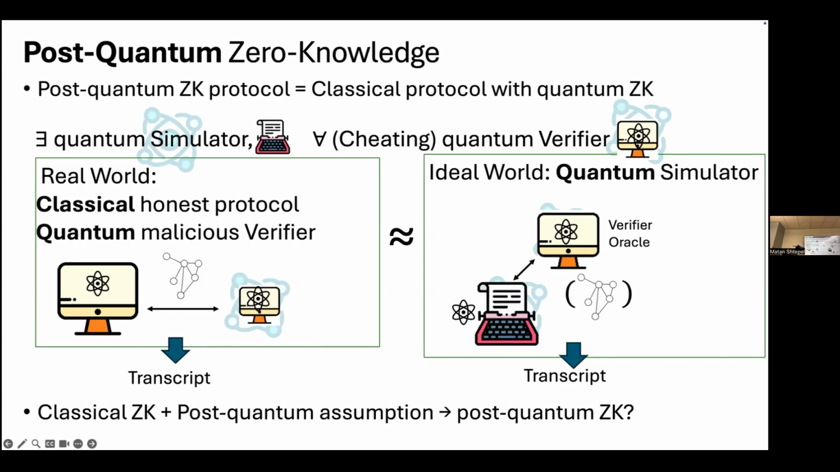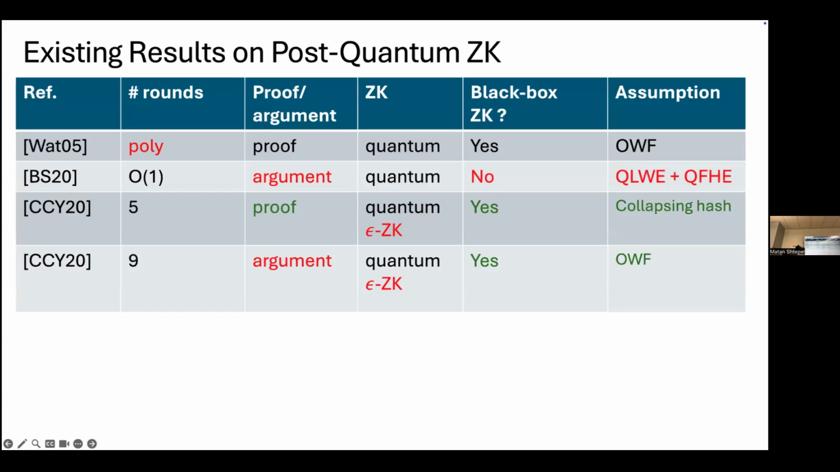So one question is: does classical ZK, if we just replace every component with post-quantum secure assumptions like lattices, directly give us post-quantum ZK? Let's look at a sequence of results on this. It turns out that in order to show ZK against quantum verifiers, it's very technically different. You have to handle it very differently.